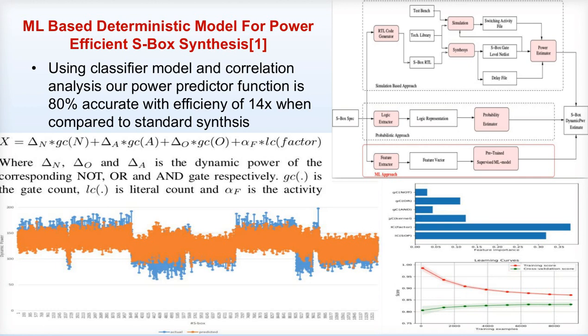Our methodology is 80% accurate. Assuming that we have a list of 2 to the power 20 SBoxes and want to find the power efficient ones from that list, a commercial EDA tool will take around 4 to 5 months, but our tool will take 10 days to get the power efficient SBoxes from such a huge list.